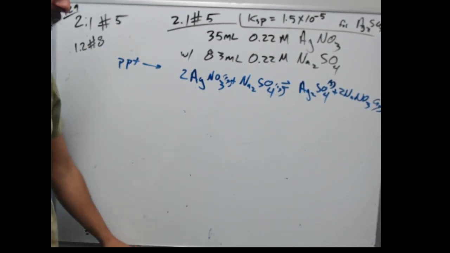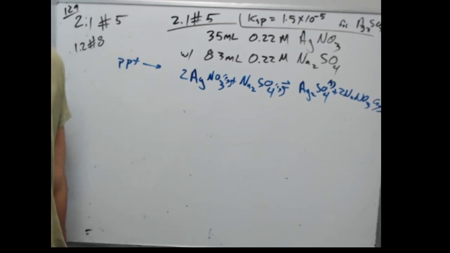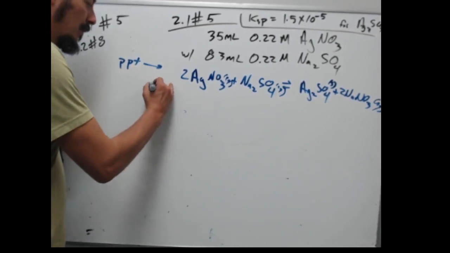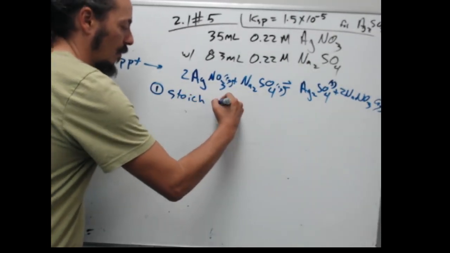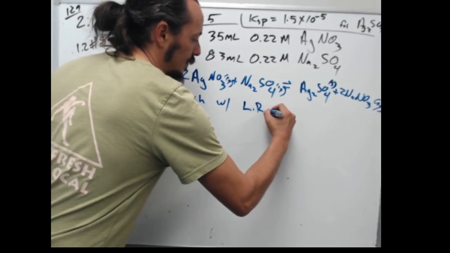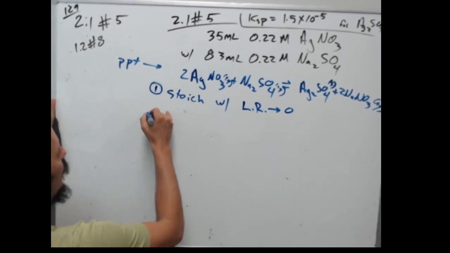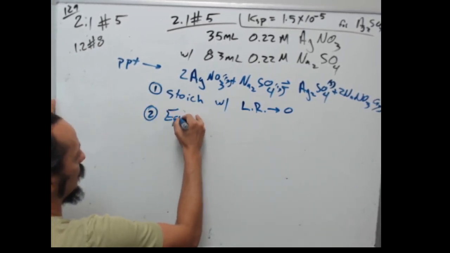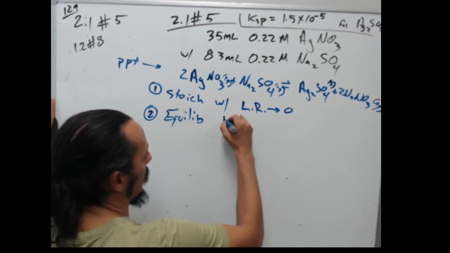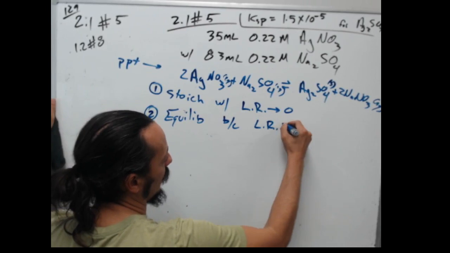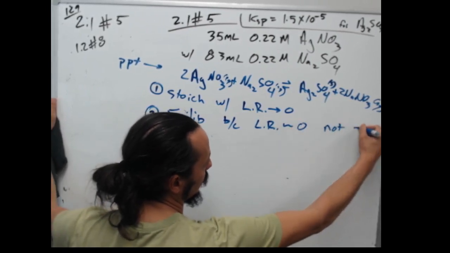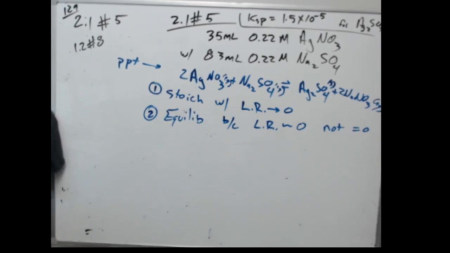So when I look at this, I can break it down into kind of 2 steps. I can start with just doing stoichiometry, where the limiting reactant goes to 0, and then I have to do some equilibrium, because the limiting reactant's approximately 0. It's not actually equal to 0. But we're going to start with just doing the stoichiometry.